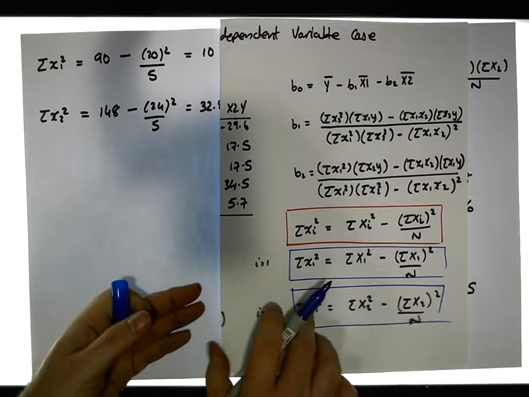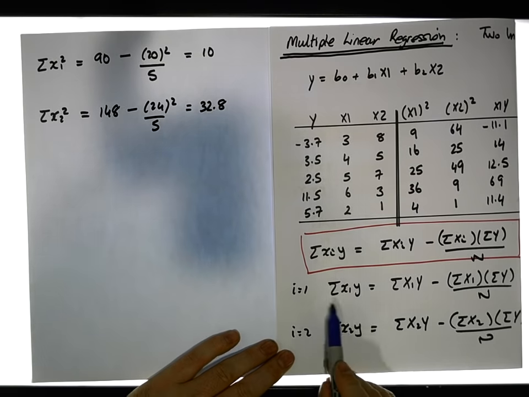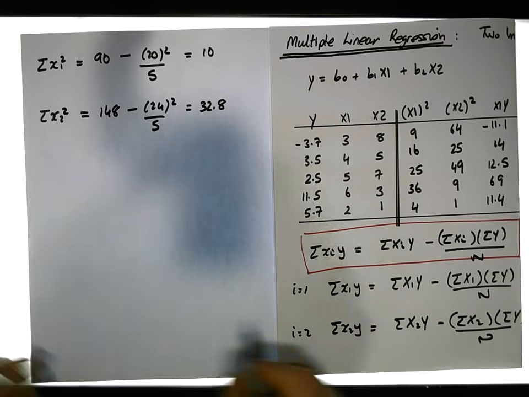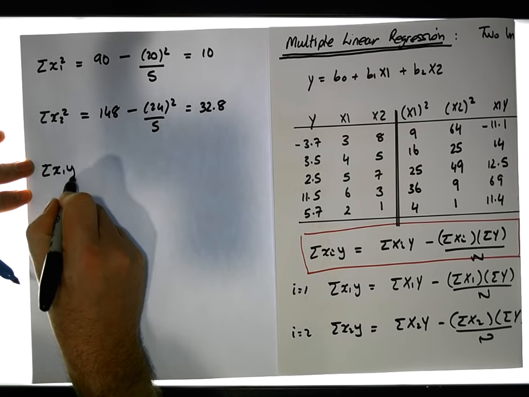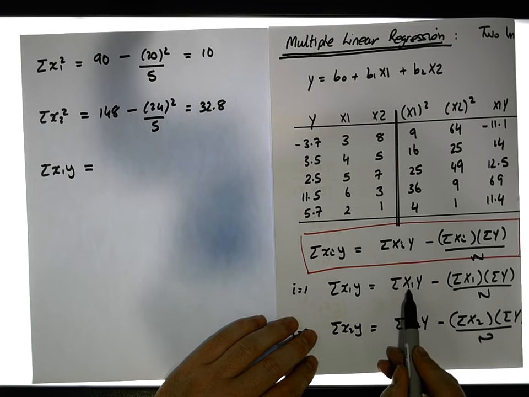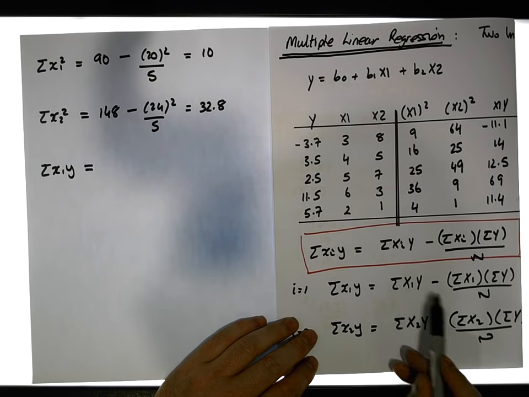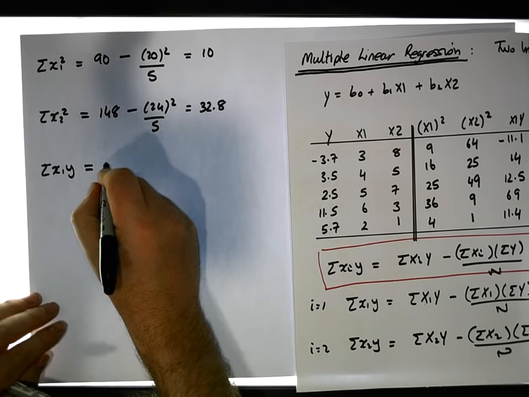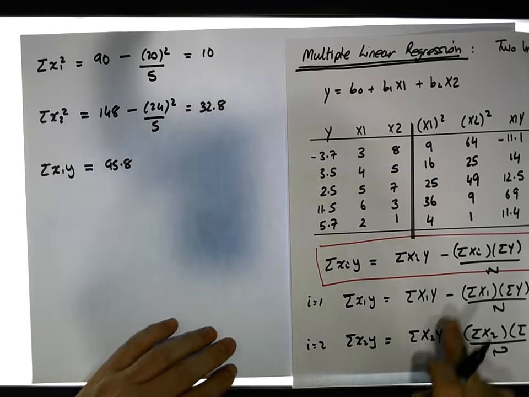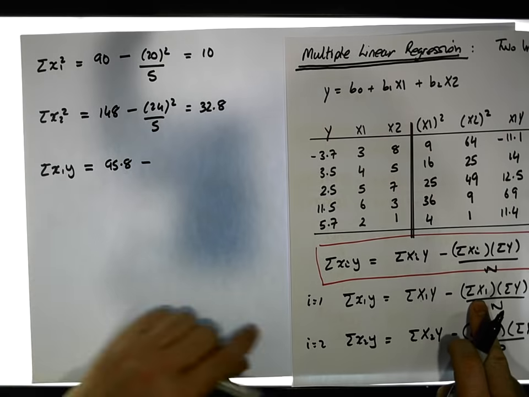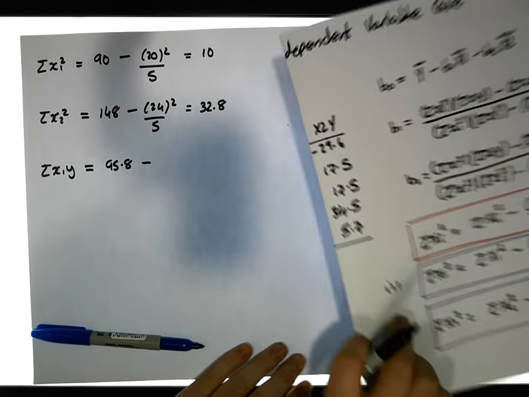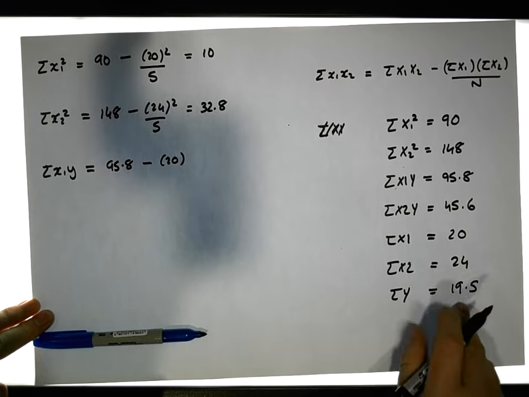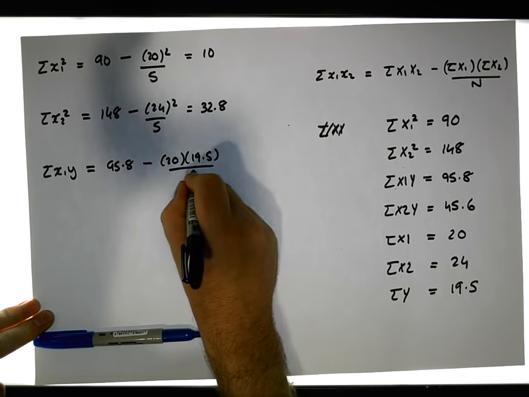Just continuing on, let's calculate the cross product of the first independent variable with the dependent variable. So the sum of the x1y's is the sum of the cross product of x1 and y, which is 95.8, minus the sum of the x1s, which is 20, times the sum of the y's, which is 19.5, divided by 5.